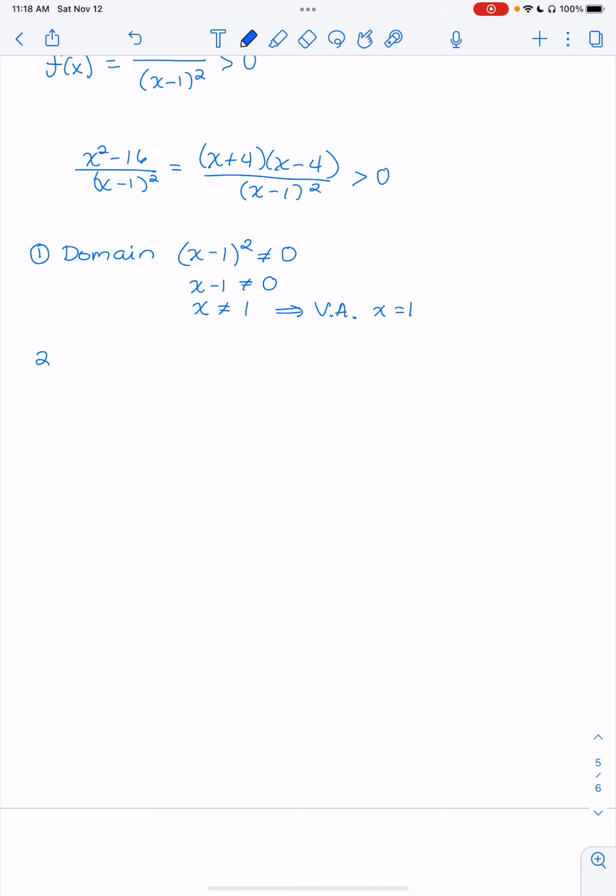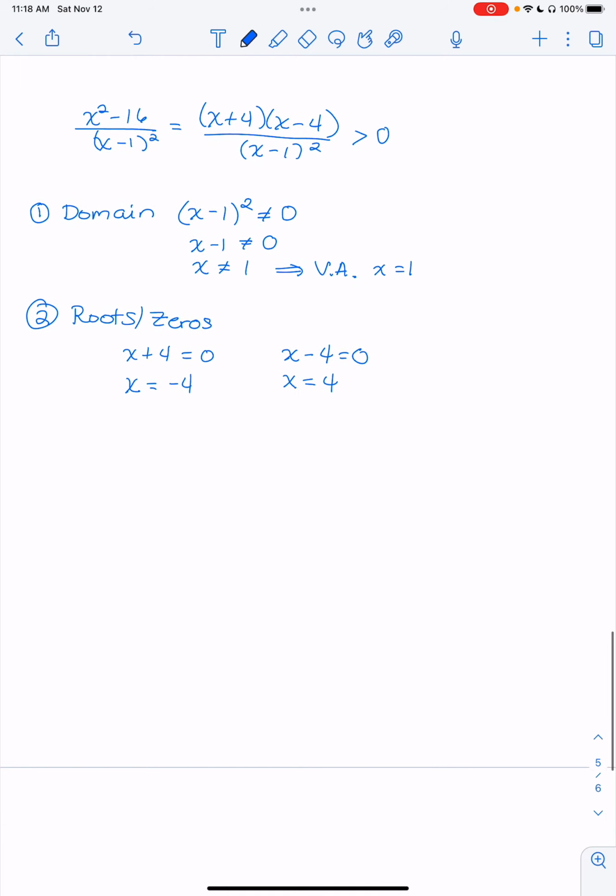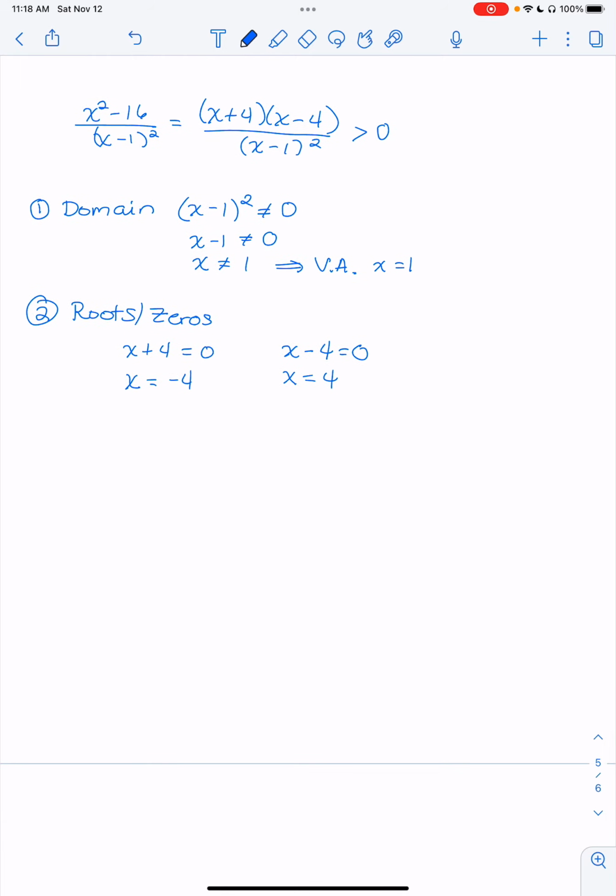The next thing we want to look at is our roots, or our zeros. To find those, remember we want to find out when the numerator, either of those factors, is equal to 0. So our roots are going to be at x plus 4 equal to 0 and at x minus 4 equal to 0. So we'll have roots at x equals negative 4 and x equals 4. Really not too hard.